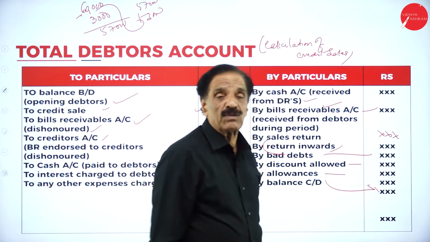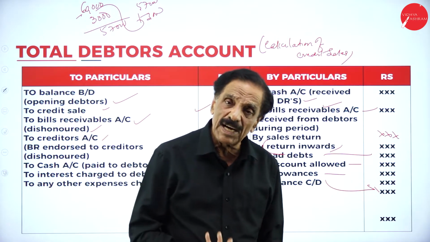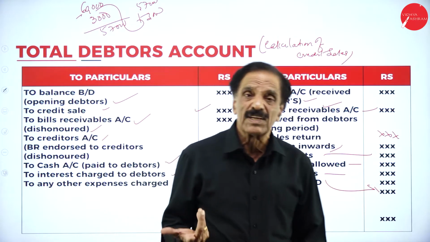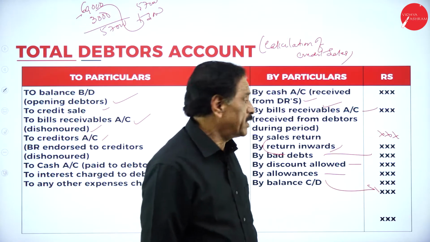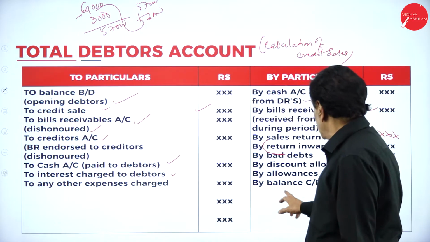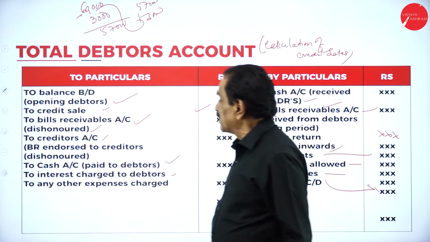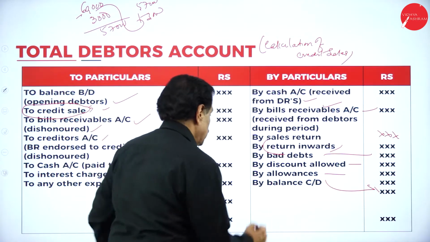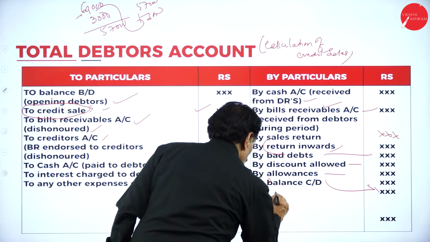By discount allowed, naturally what will happen? Your debtor account will be reduced. By allowances, naturally your debtor account will be reduced. Whatever difference comes is the balance carried down. By chance, in the examination, if the closing balance is given, the difference is the credit sale. So the closing balance is your by balance brought down, closing debtor.